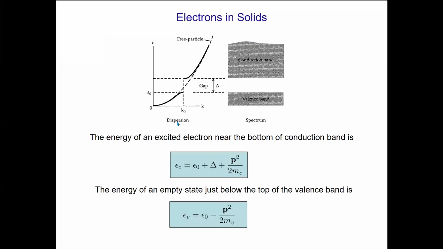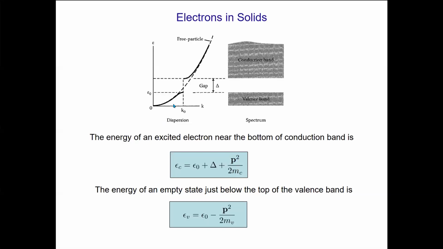So here's the picture. So the energy of an excited electron near the bottom of the conduction band can be written, if the top of the valence band is epsilon 0, then the bottom of the conduction band is epsilon 0 plus delta, and plus approximately a quadratic term in the momentum. And we write this quadratic term as p squared over 2 m_c, where m_c is the effective mass of the particle in the conduction band.